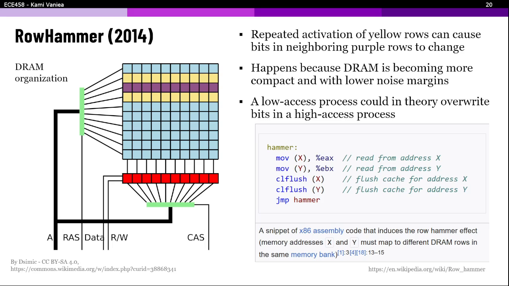Now, it won't naturally resonate. It's not a really long cable like I was describing a moment ago. But you can make it resonate if you're persistent. So the idea behind row hammer, sorry, my mouse is not working.